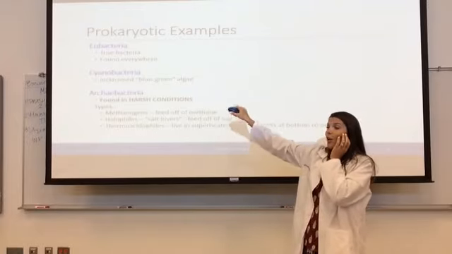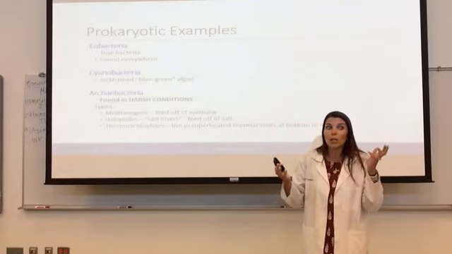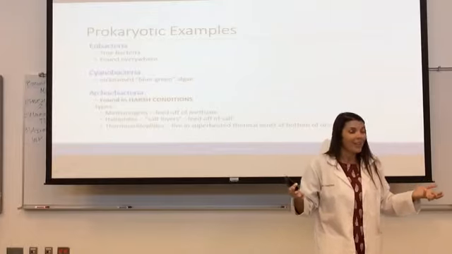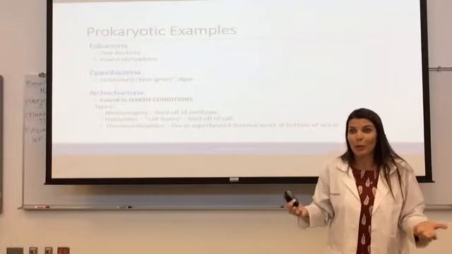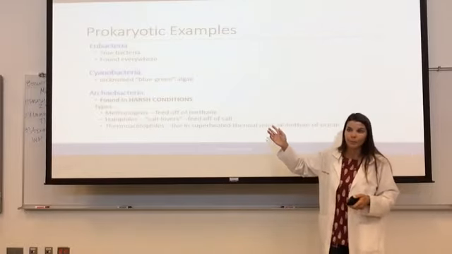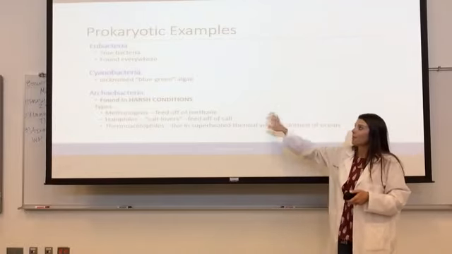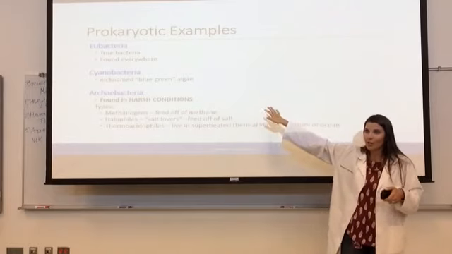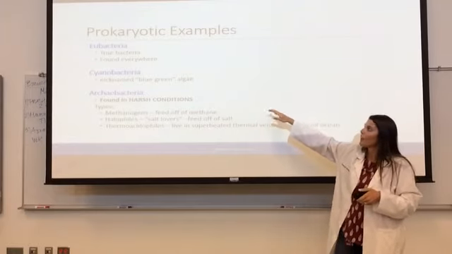So cyanobacteria is a bacteria that is bluish-green. Okay? So it's just a blue-green bacteria. This is a type of algae. And we'll get into algae and these small things later.